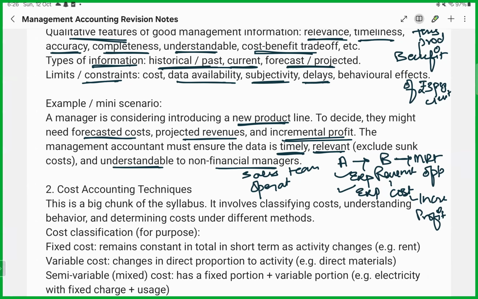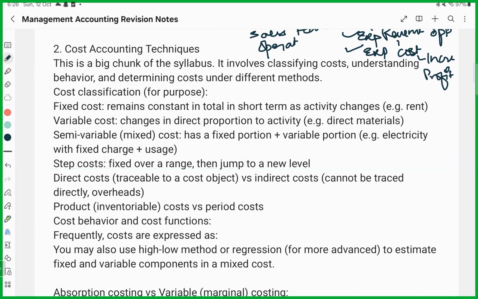Now, let's move on to the cost accounting techniques. First of all, this cost accounting technique is a huge part of the syllabus. Majorly, questions come from this particular portion. So what does it involve? It involves classifying the cost, whether it's a fixed cost, a variable cost, a semi-variable cost, or a direct cost or indirect cost, understanding its behavior, and determining the cost under different methods.